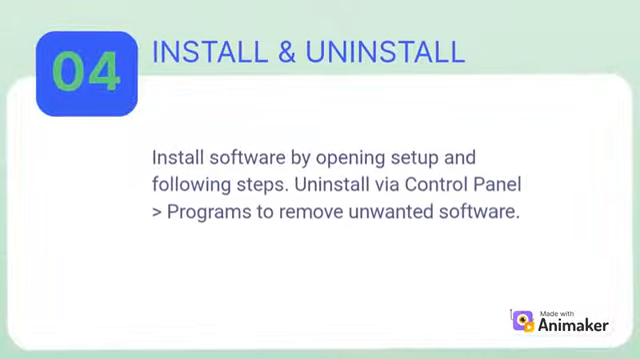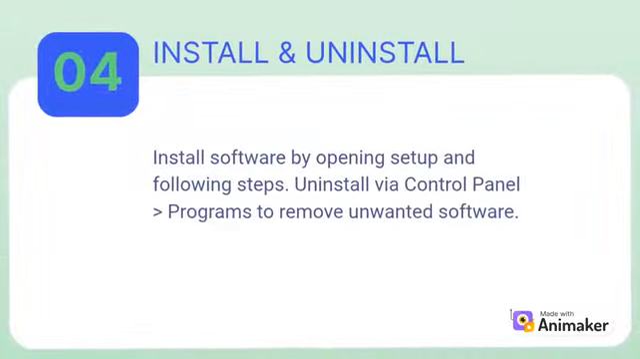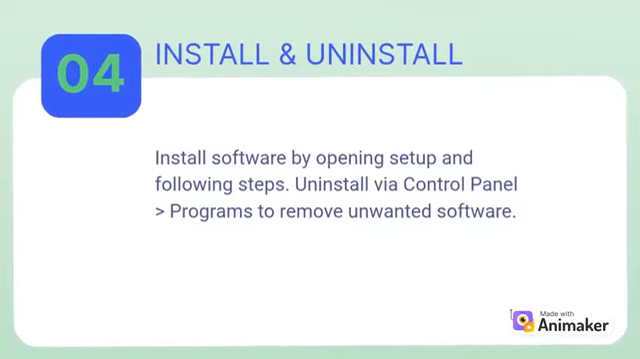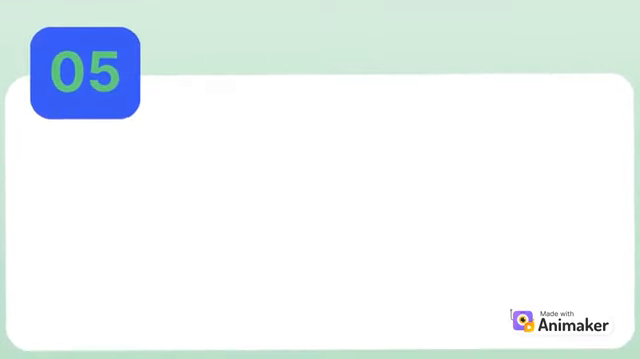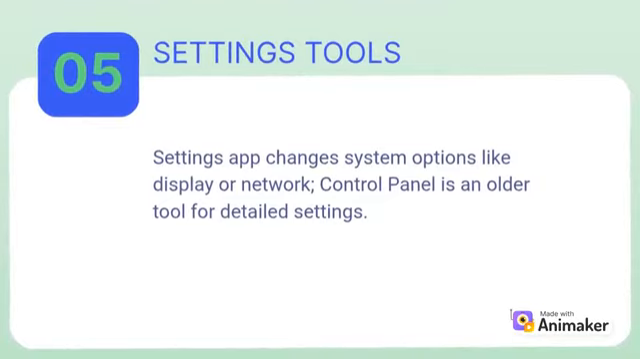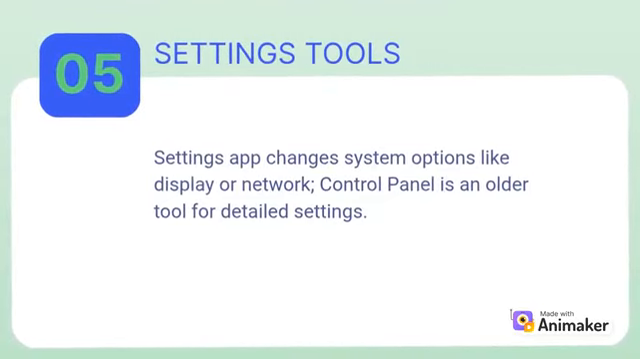To install software, open the Setup file and follow the instructions. To uninstall, go to Control Panel, select Programs, and remove the unwanted software. The Settings app lets you change system options such as display or network. The Control Panel is an older tool used for many detailed system settings.